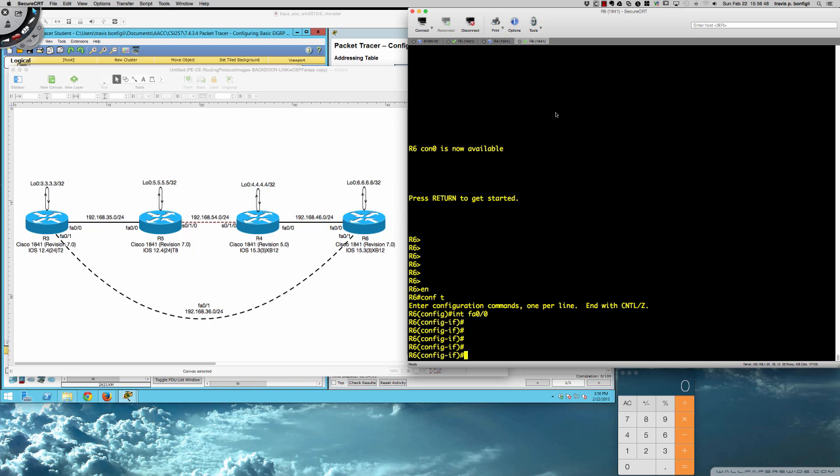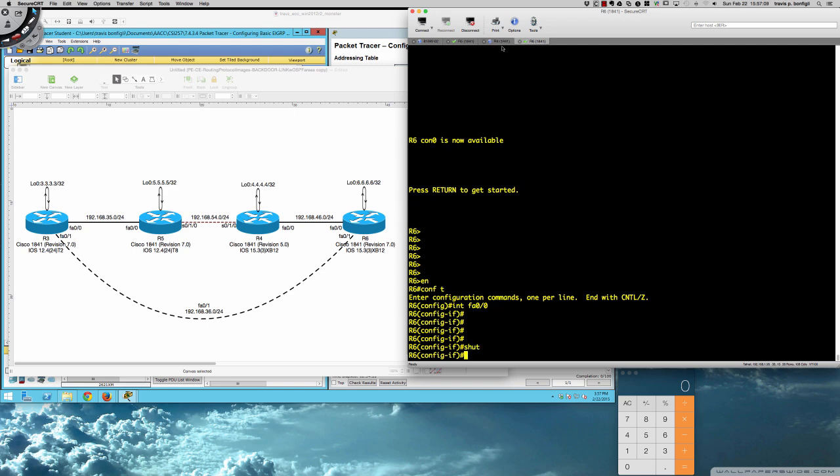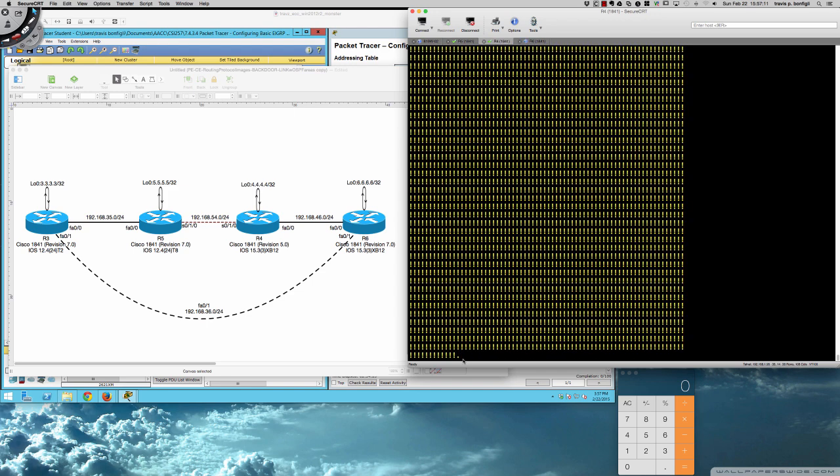Now DUAL and EIGRP are going to have to recalculate the backup path. They're going to have to do a full recalculation to figure out which way to go now. Again, the feasible successor for the route to 6.6.6.6 is not in the topology table. So if I shut it and then step over here to router 4 as quick as I can, let's see how many pings we miss. 1, 2, 3. So we missed 3 pings, and hopefully you're able to see that.